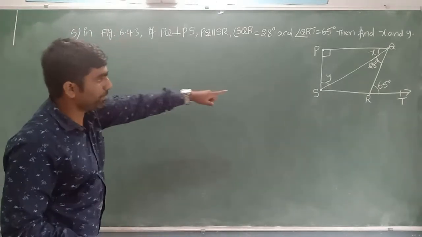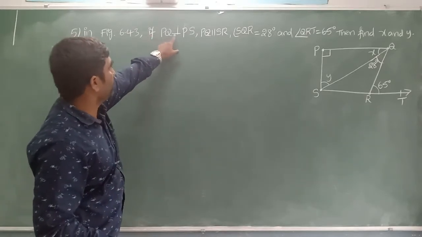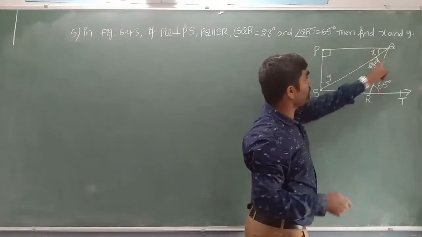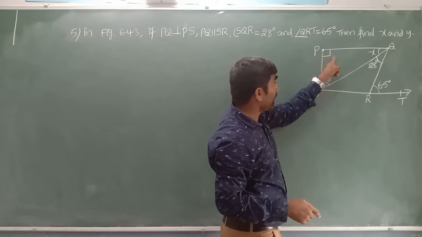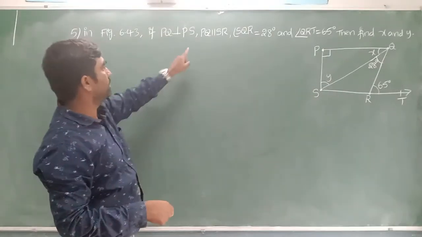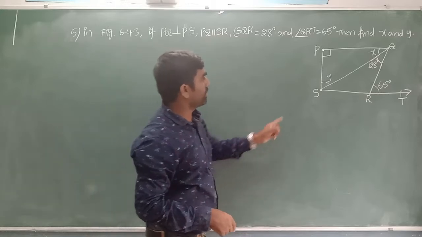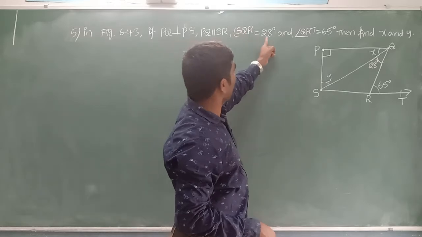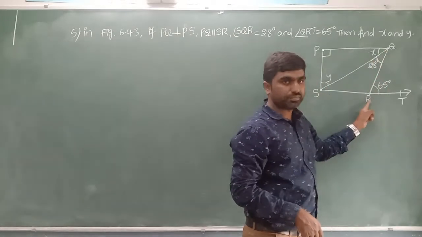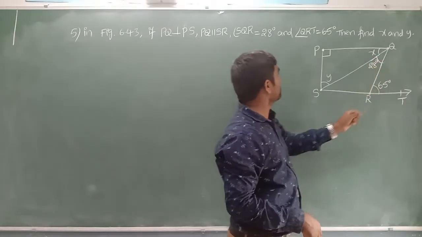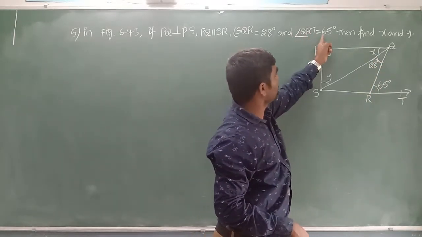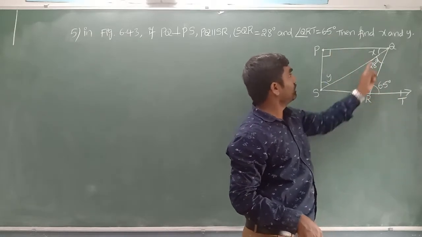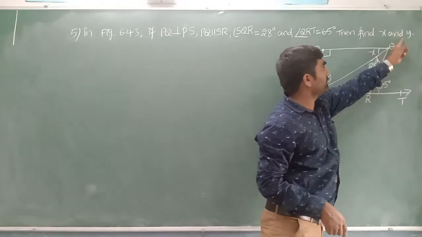In figure 6.43, in the given figure, PQ is perpendicular to PS. Means this line segment PQ makes a right angle on PS. Also, PQ is parallel to SR, and angle SQR is equal to 28 degrees. Angle QRT is equal to 65 degrees. Then what are they asking us to find? Find the values of x and y.